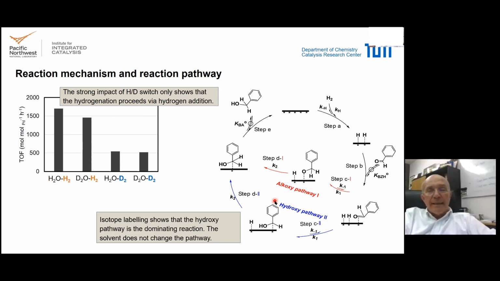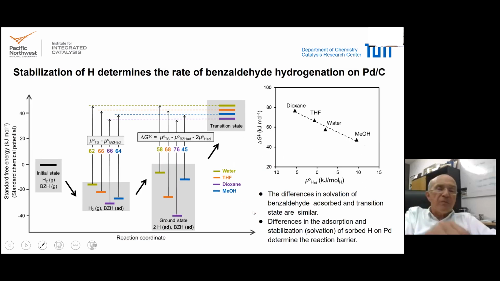Now, let us ask, how does the solvent affect both the hydrogen addition as well as the activation and the bonding of the reacting molecule? It's a bimolecular reaction, so we need to understand both adsorptions on that surface. And we have measured this independently. So we have measured the adsorption of benzaldehyde, we have measured the adsorption of hydrogen, and that allows us to construct a complete kinetic reaction sequence out of specific experimental data.